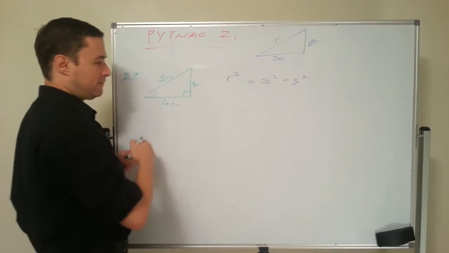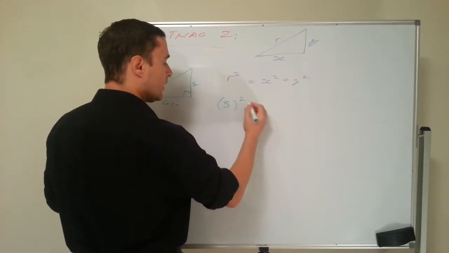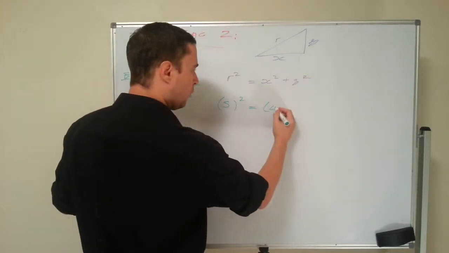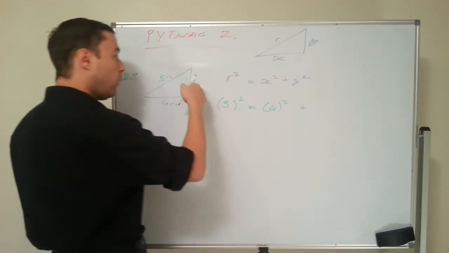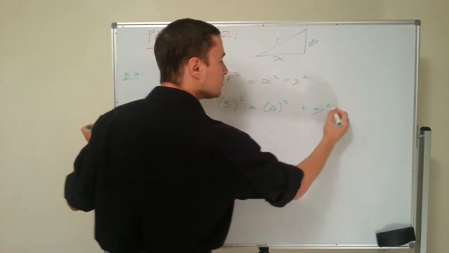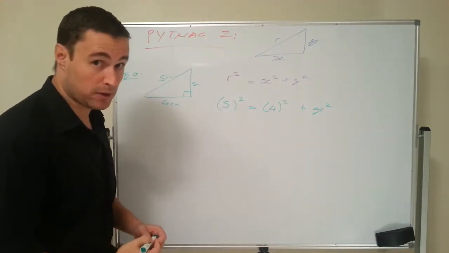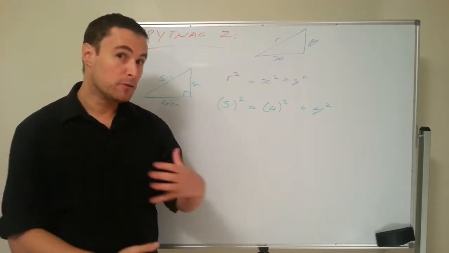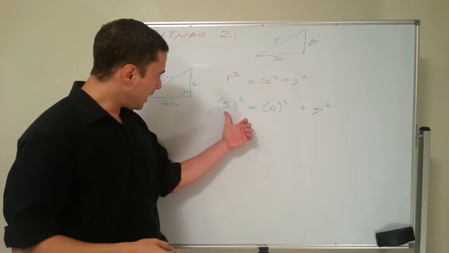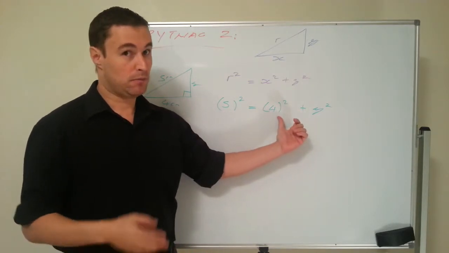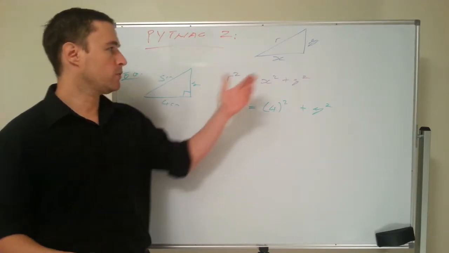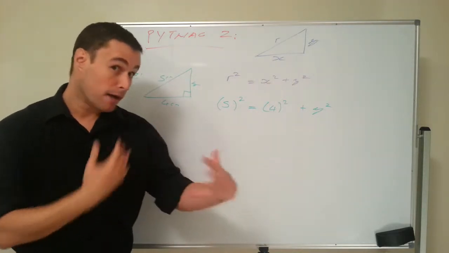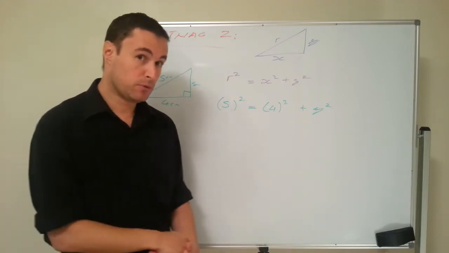So let's do that. r is 5, so I've got 5 squared equals x, which is 4 squared, plus y squared, which I don't know yet, so let's just leave that as y squared. Are you with me? Now, this is important. If you put them in the right position, you can see I'm not adding 5 squared plus 4 squared. The most common mistake is to see 5 squared plus 4 squared and put them together here. But the 5 squared is not one of the straight sides. It's the hypotenuse. That's the important part.